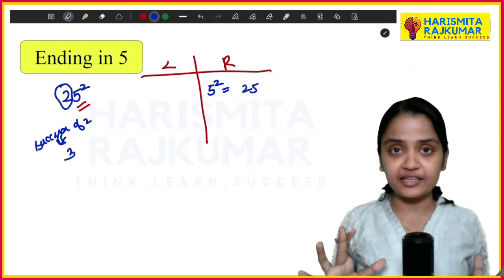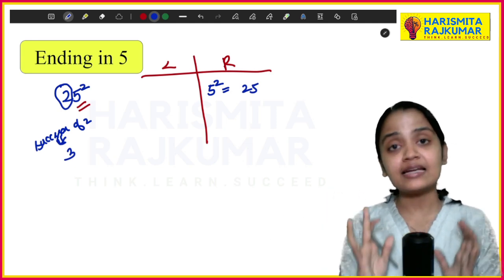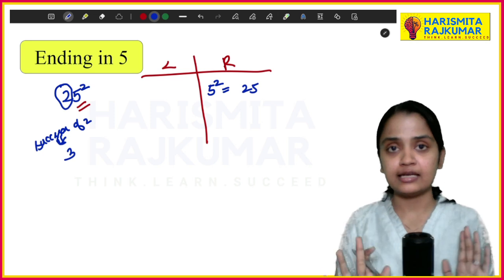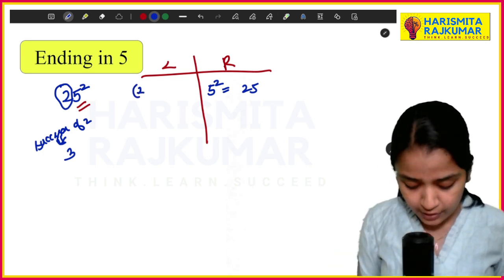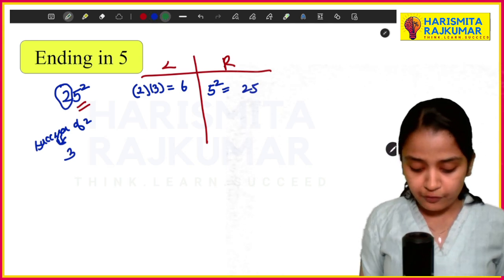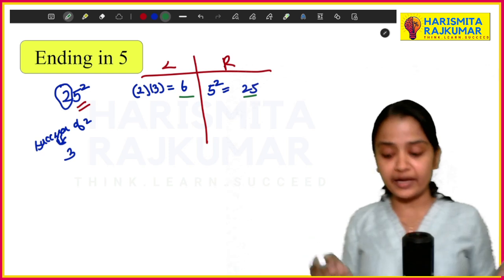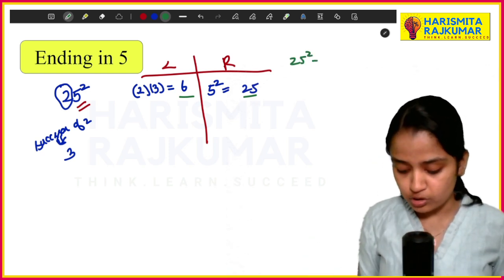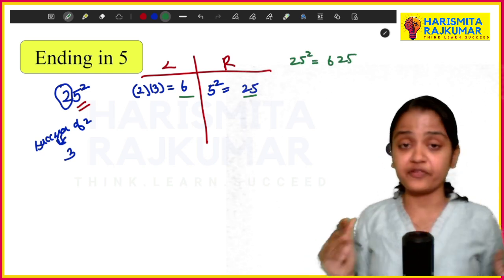So what am I supposed to do? I have to multiply 2 and 3, and that answer I have to write in the left hand side column. So 2 into 3 is nothing but 6. So my final answer for 25 square, I can write it as 625.